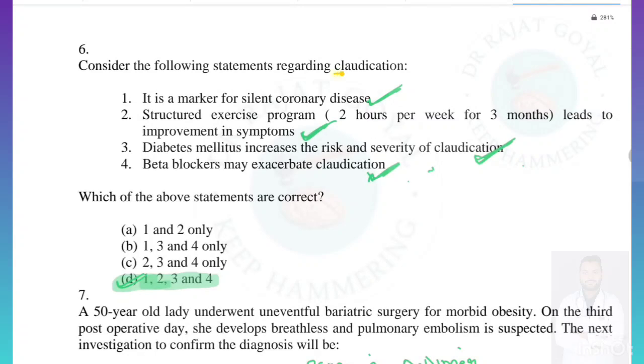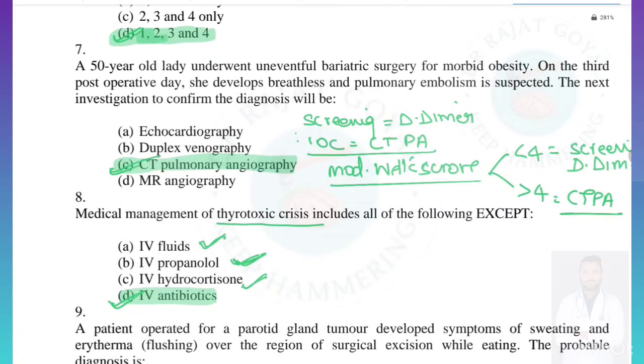Consider the following regarding claudication. It is a marker of silent coronary artery disease. This is a true statement. Structured exercise program leads to improvement in the symptoms. This is also true. Diabetes mellitus increases the risk and the severity. This is also true. Beta blocker may exacerbate the claudication. This is also true, because they will lead to vasoconstriction. So here the answer will be 1, 2, 3, 4. All the options are correct. Answer will be D.